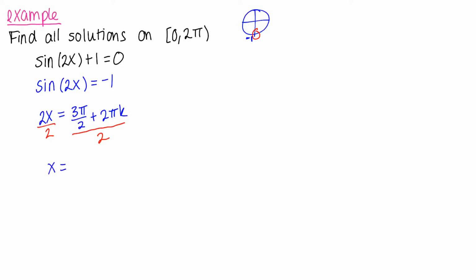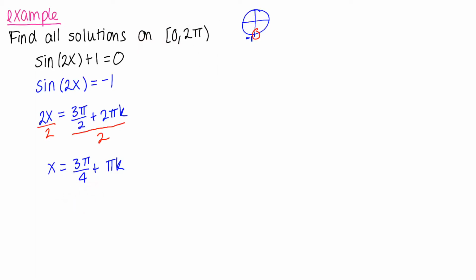We get x equals 3 pi over 4 plus pi k. Now, you might be saying to me, okay, that doesn't really help me because we're looking for just answers on the interval here. We don't need this pi k thing. And you'd be right. So k can be any number. And what we're going to start to do is start plugging in numbers for k starting at 0 and going upwards until we exit this 0 to 2 pi range.